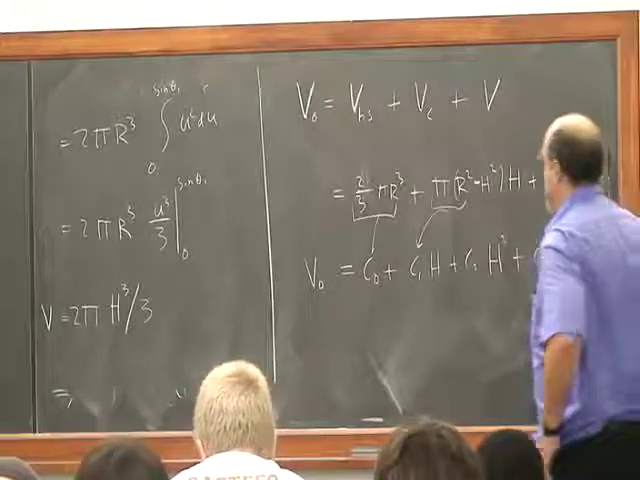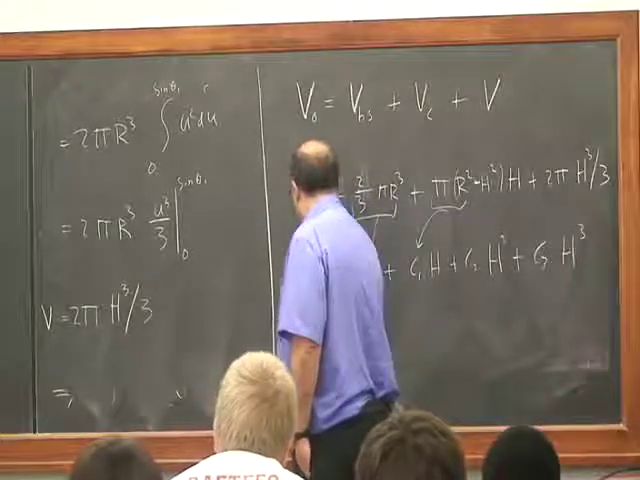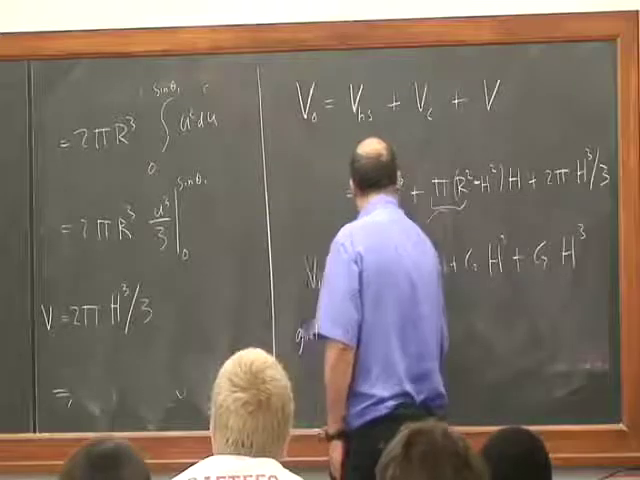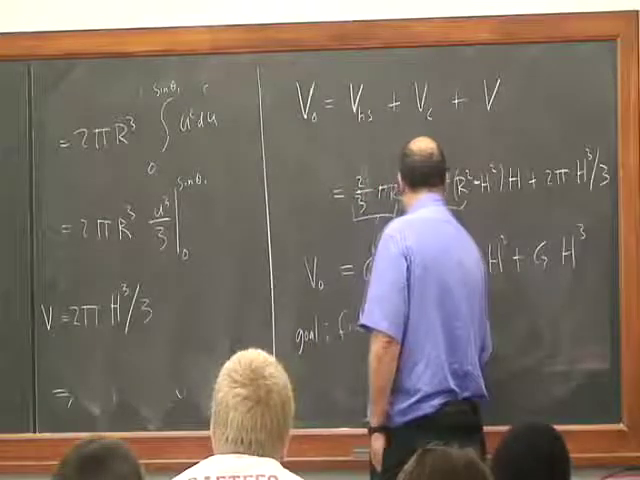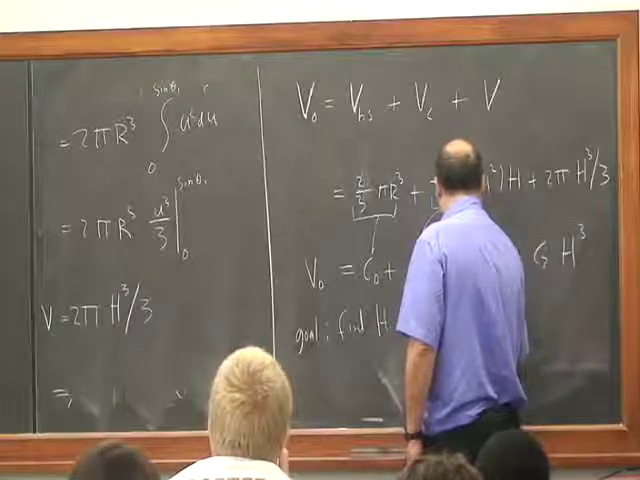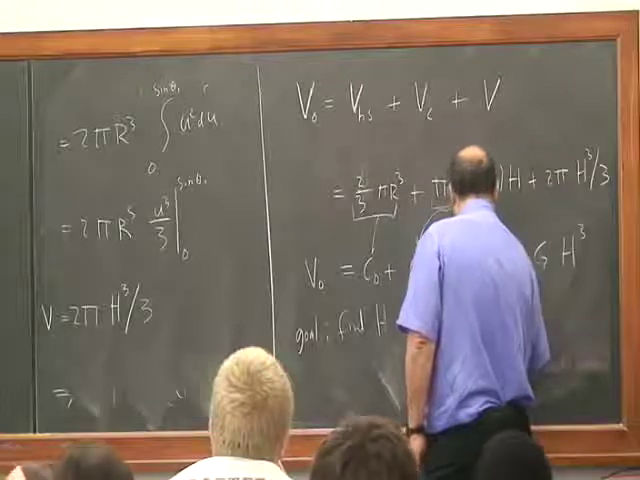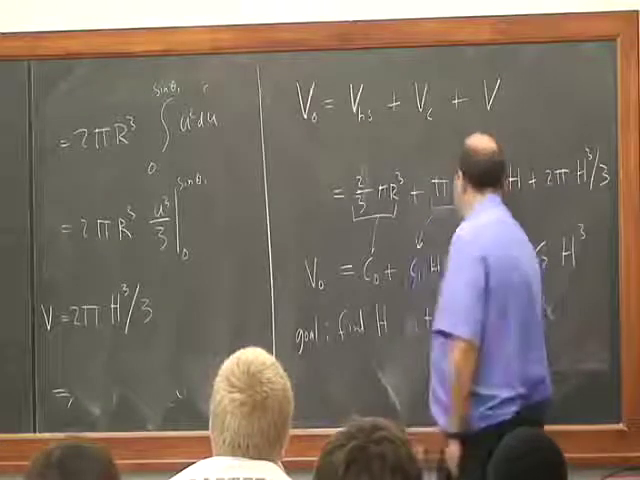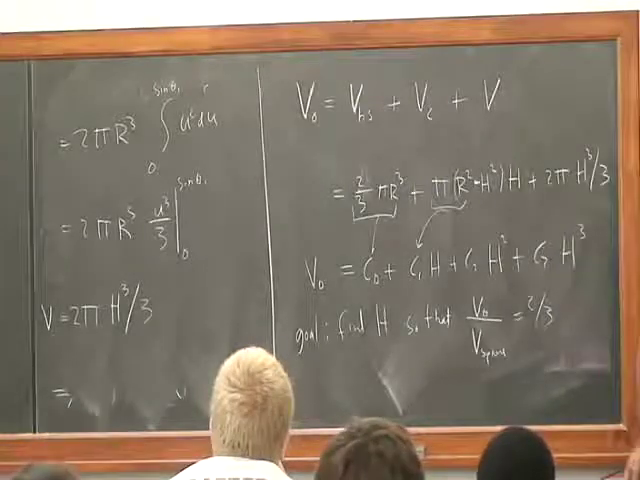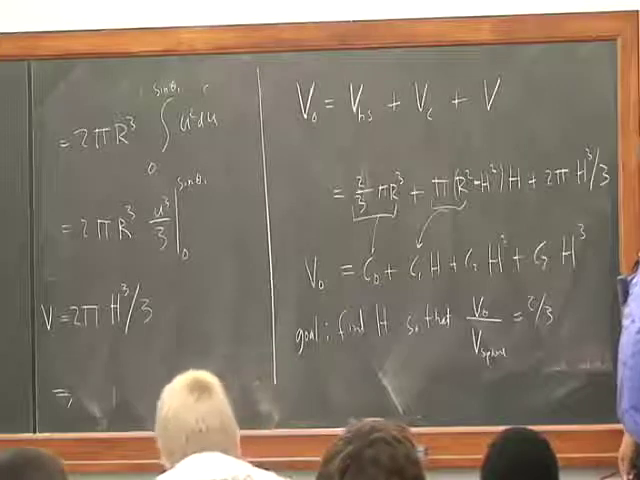Now what we wanted to find out was, our goal was to find h so that V oil divided by V of the whole sphere is equal to 2/3. Because that's what we said. The volume that was in oil was 2/3 of the total.